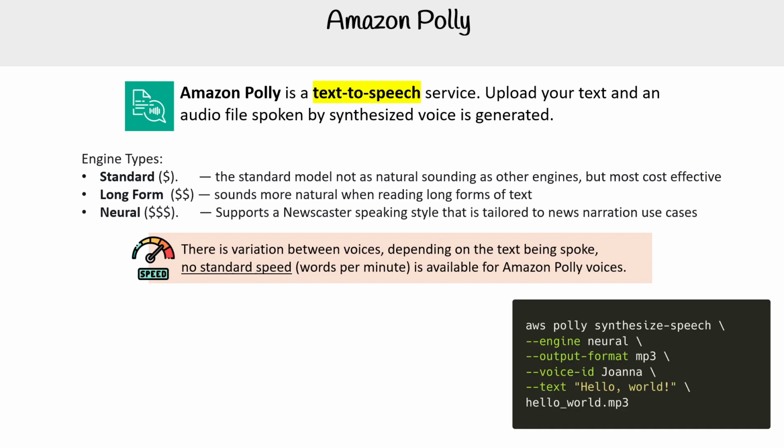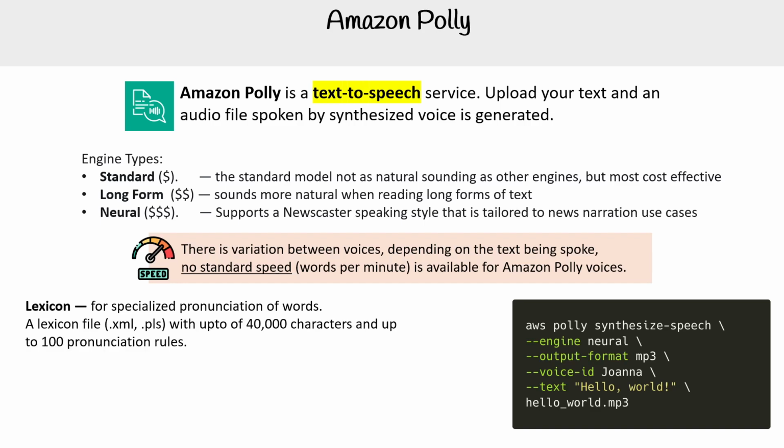The way it works is you can call it using like a CLI call here. So here you can see I'm using the engine neural. I want an MP3 as the output format. I'm assuming the other format might be OGG or WAV. I don't remember. I just take things as MP3s.